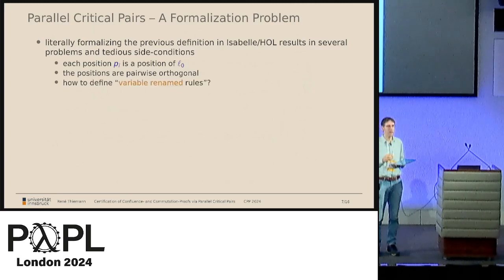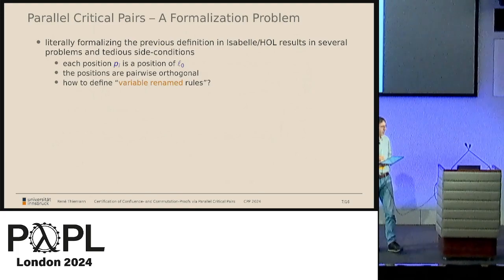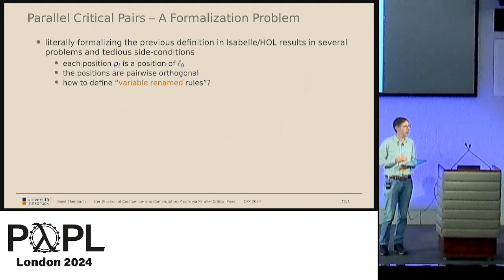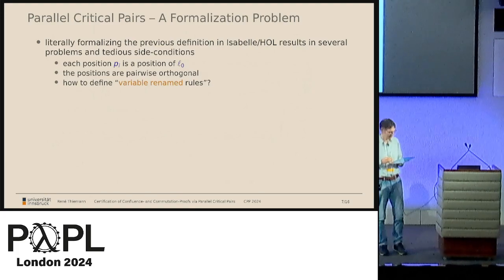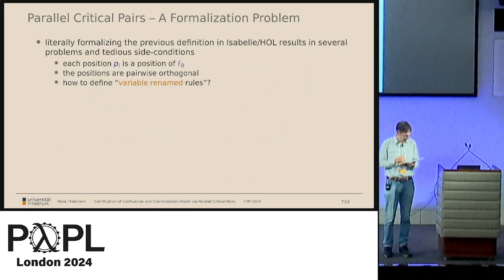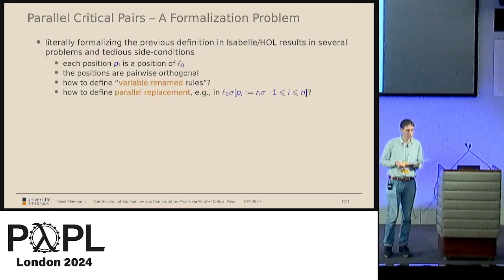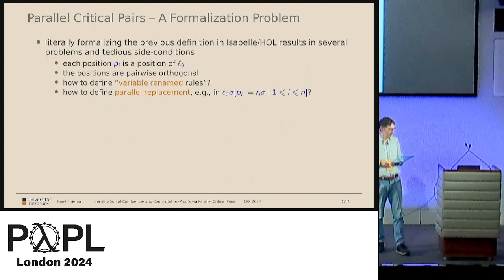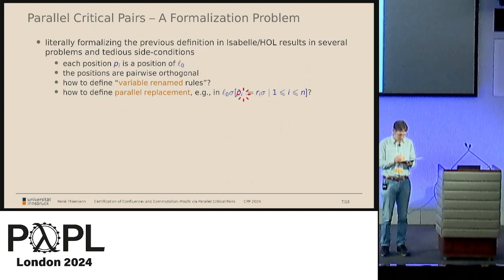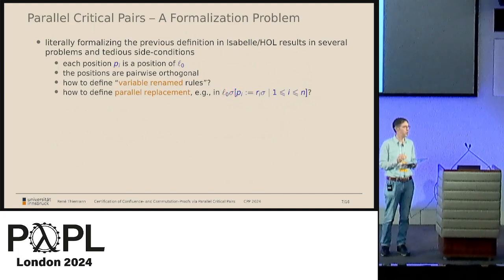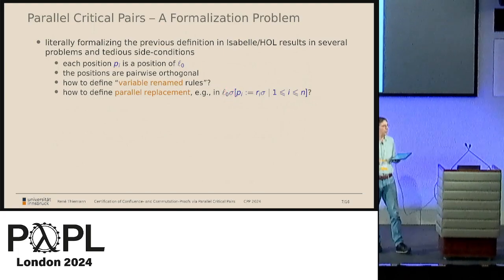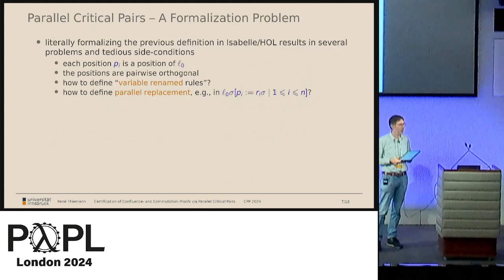We have to take an arbitrary variable renaming. Okay, there are infinitely many. Which should we take, right? Not so nice. And we have to do parallel replacement. Oh, parallel replacement is also an interesting operation. How do we define that? Do we do it stepwise, one position after the other, or do we do it by induction over structural recursion over the term? So not so obvious how to define this at all.